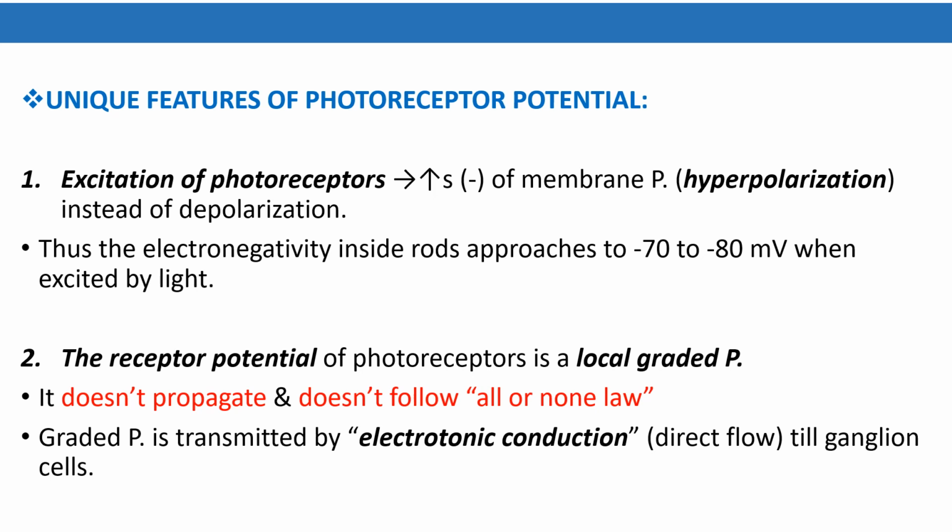hyperpolarization of the cell's membrane instead of causing depolarization. Secondly, this is a local graded potential and not an action potential. So, it does not follow the laws of action potential and it propagates by electrotonic conduction, that is, it directly flows to the ganglion cells from the photoreceptor cells.